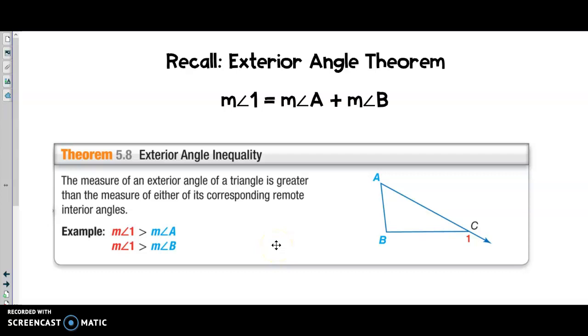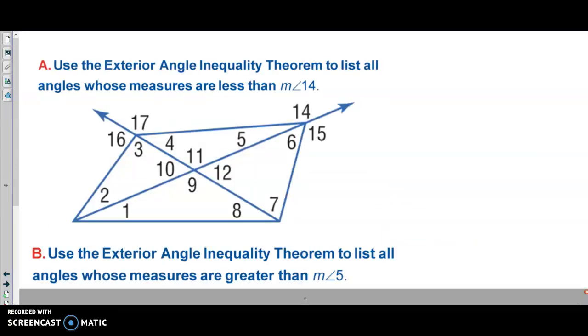It's just saying that the exterior angle is bigger than either of the remote interior angles when we consider them individually, right? Because it has to equal the sum, so it has to be greater than either one by itself. So we can use this to create inequality statements within a triangle and the relationships therein. Let's look at a couple of examples.